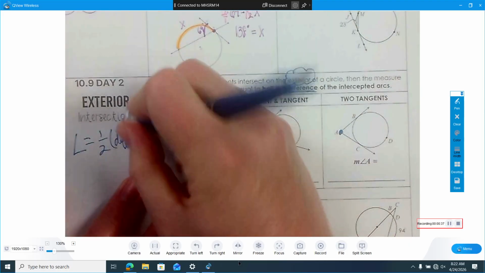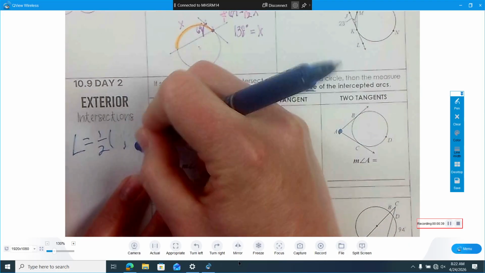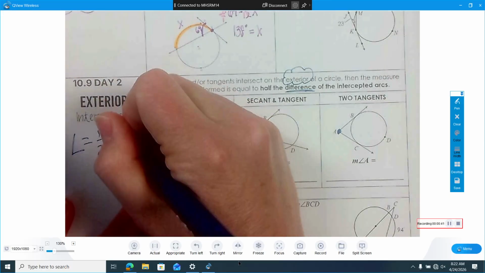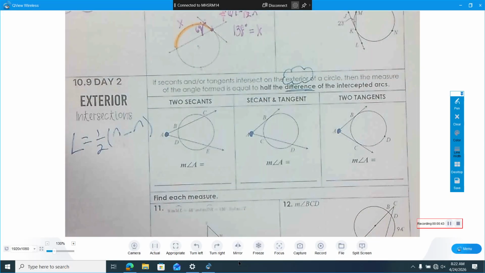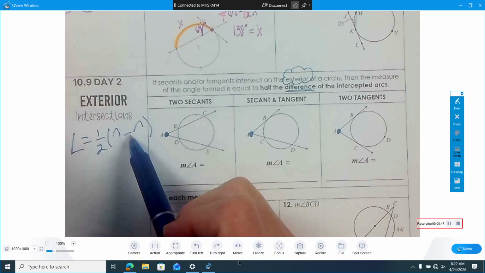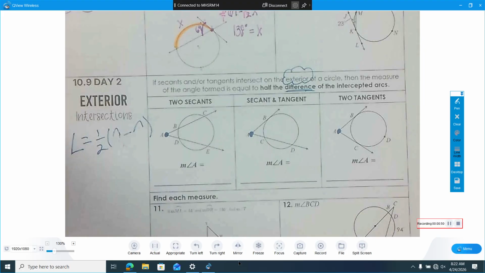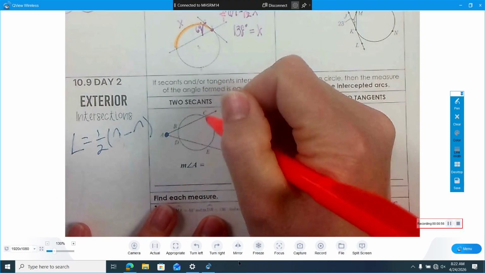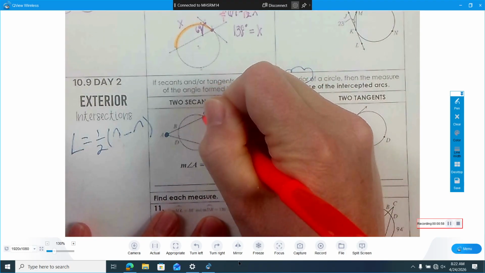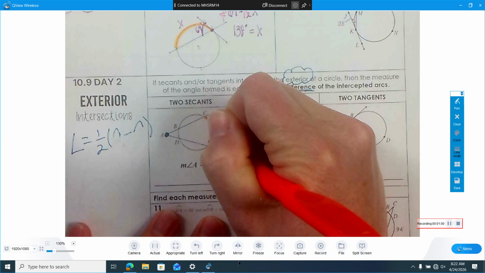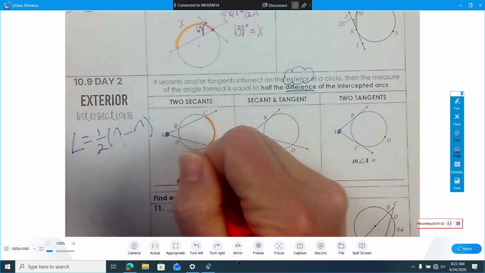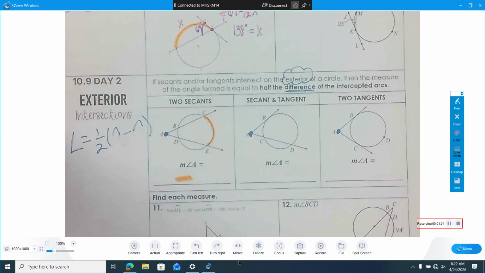So in this one, the angle equals half the difference of the arcs. Maybe I could write arc minus arc. Looks like a smiley face. You see it? Like the eyes and the little scrunchy nose? All right. So it's half of arc minus arc. And we want to make sure that we do the far arc minus the near arc.